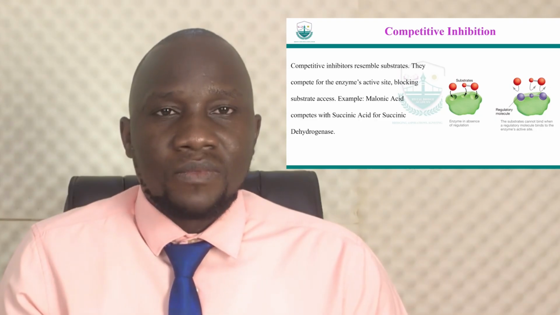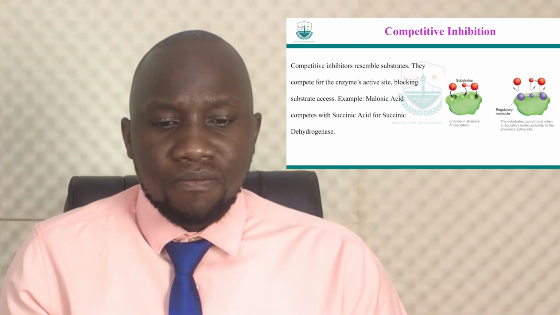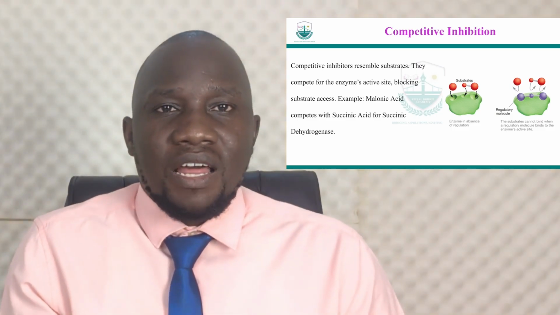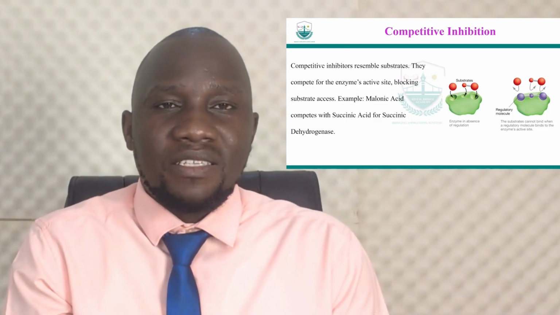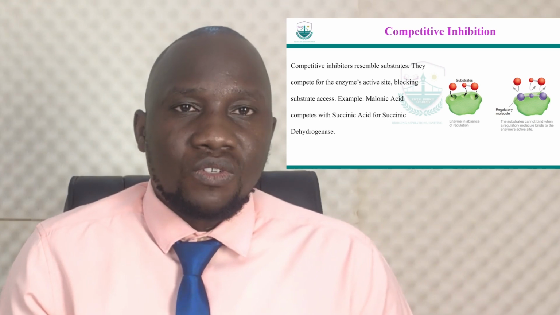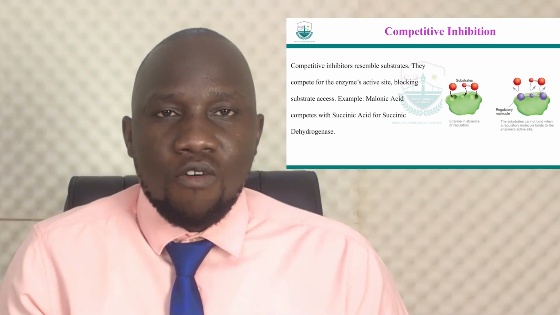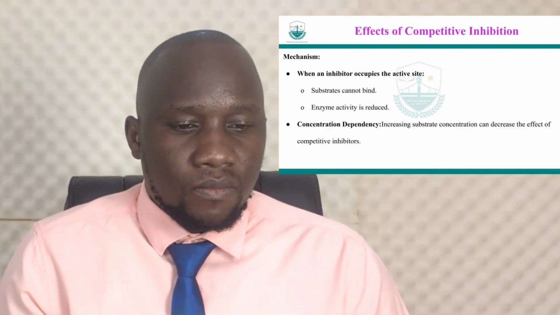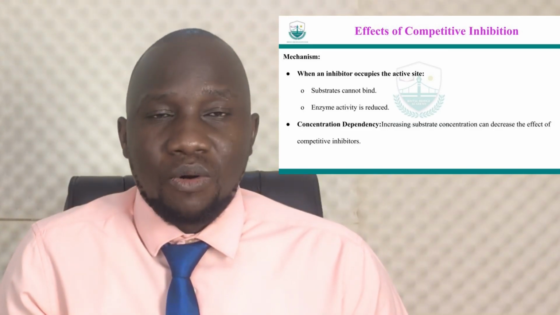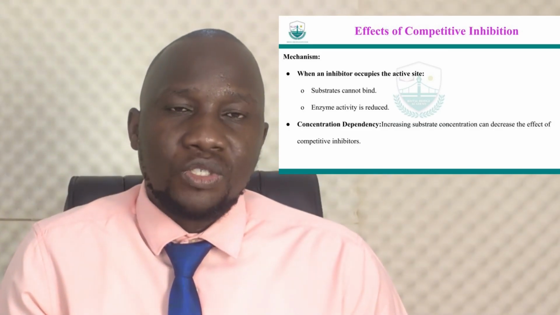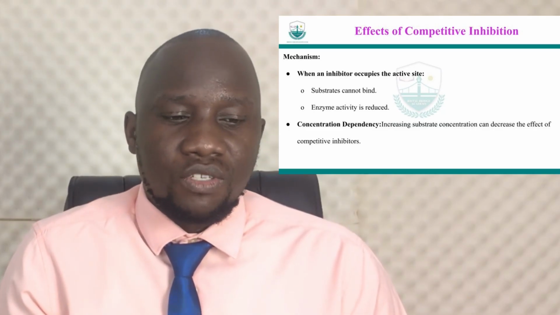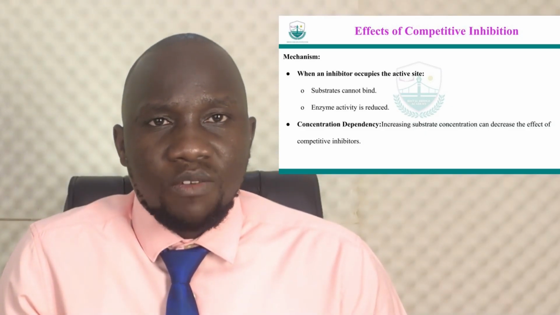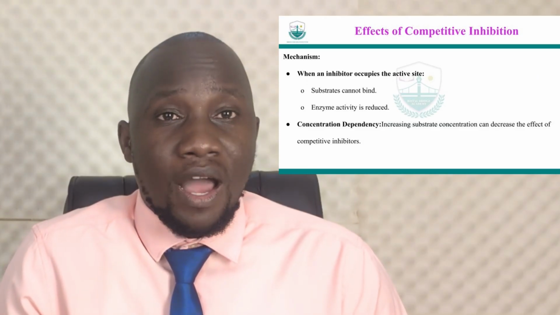Okay, so you can see that if the substrate is not there, you can have the inhibitor occupying the active site, and then the enzyme-substrate complex will not be formed because you have an inhibitor taking the place of the natural substrate. Okay, so when you have the inhibitor occupying, you cannot have the substrate occupying the active site, and then you have reduced enzymatic activity.